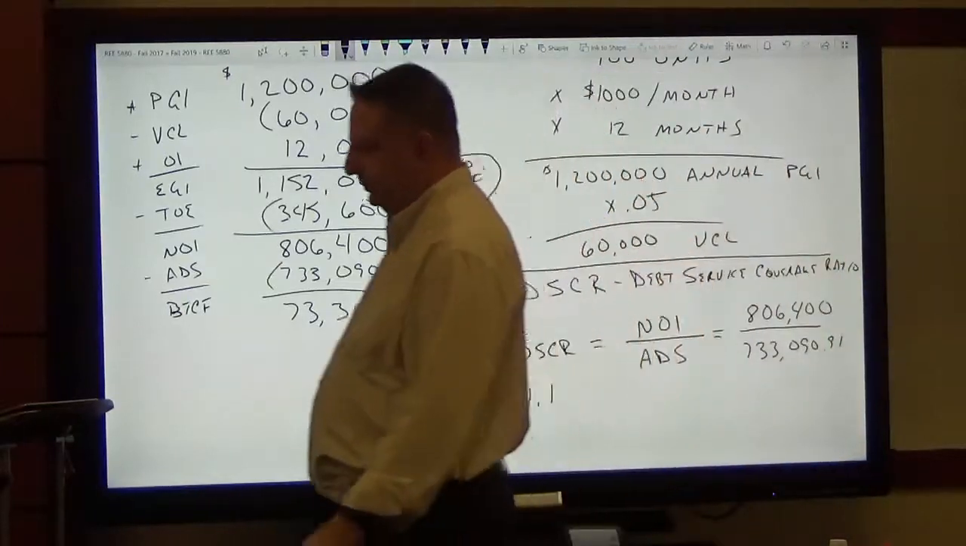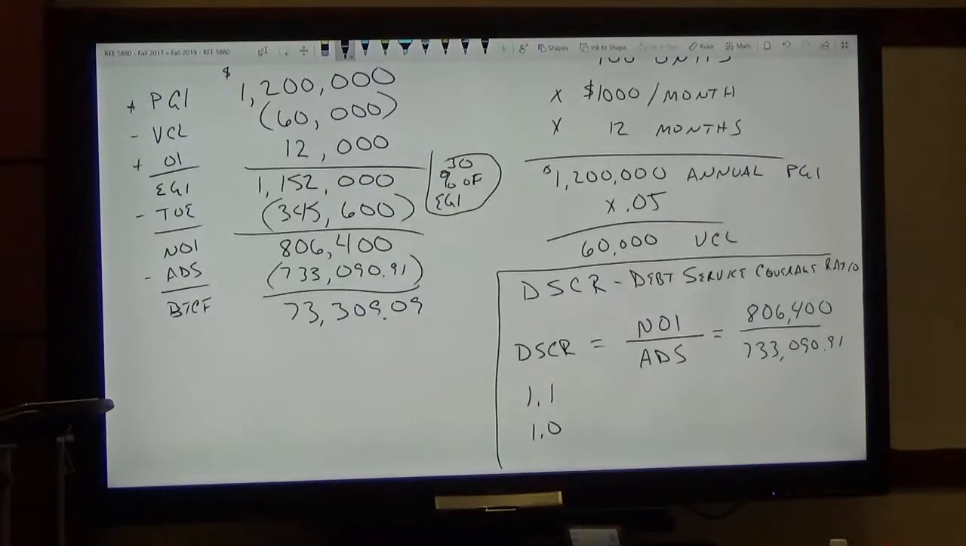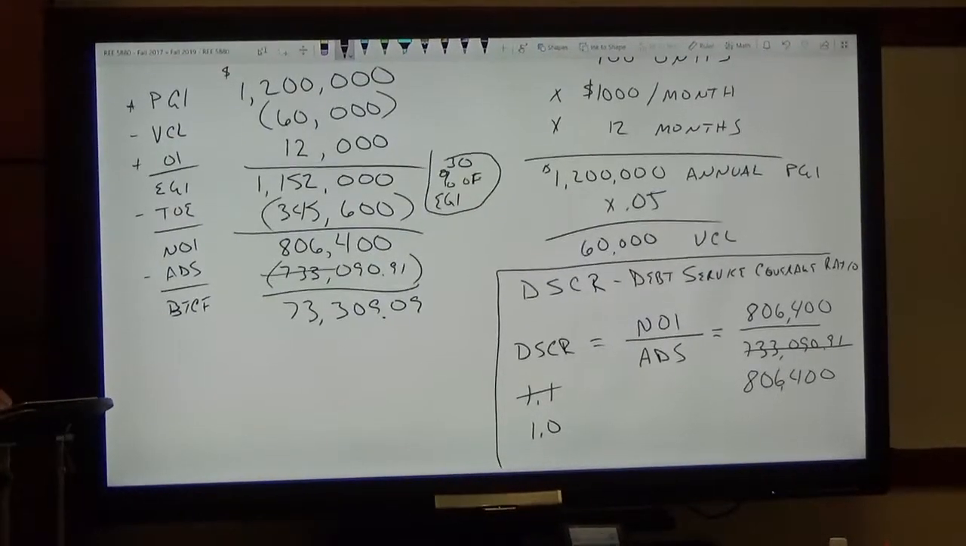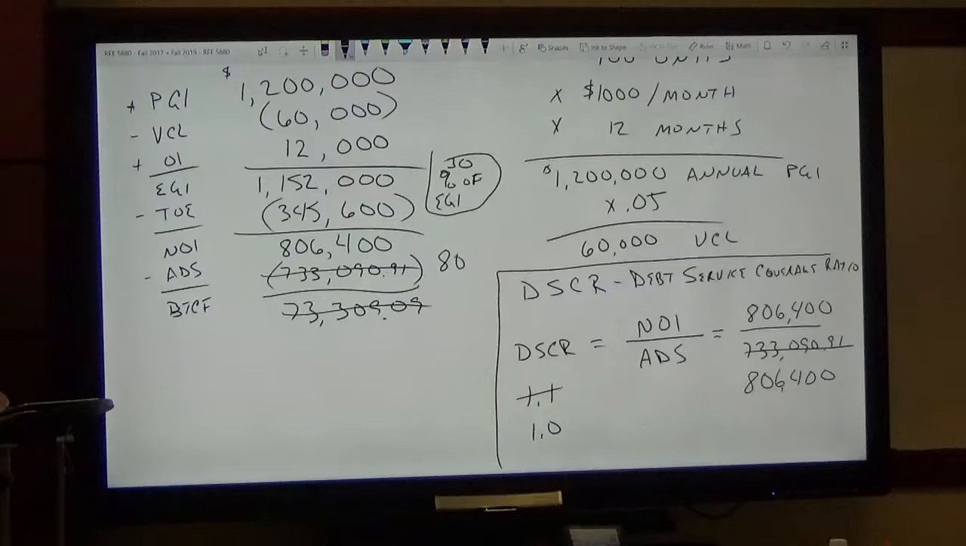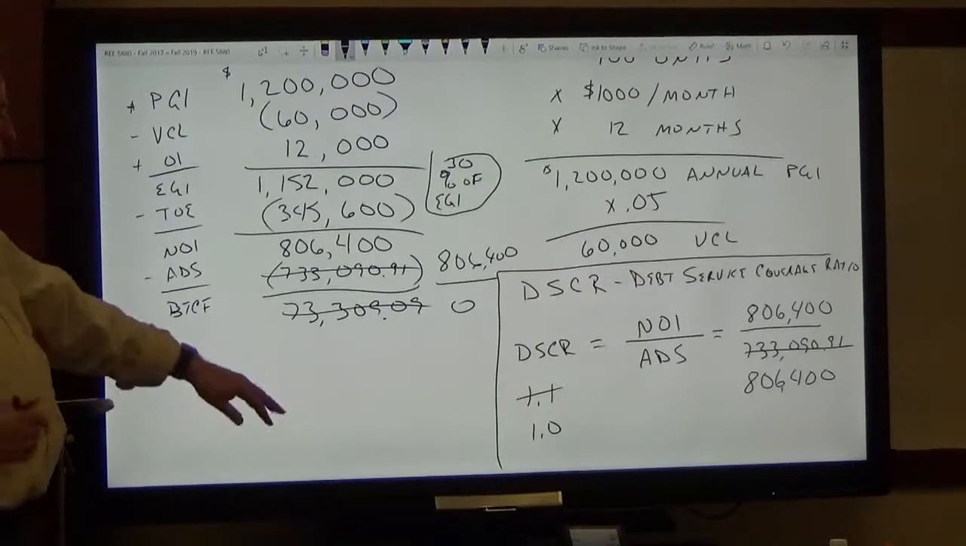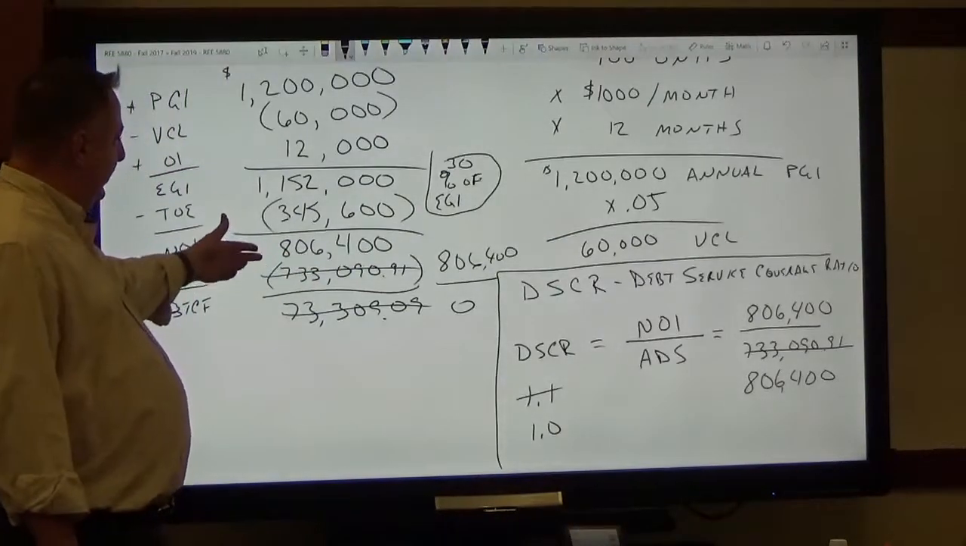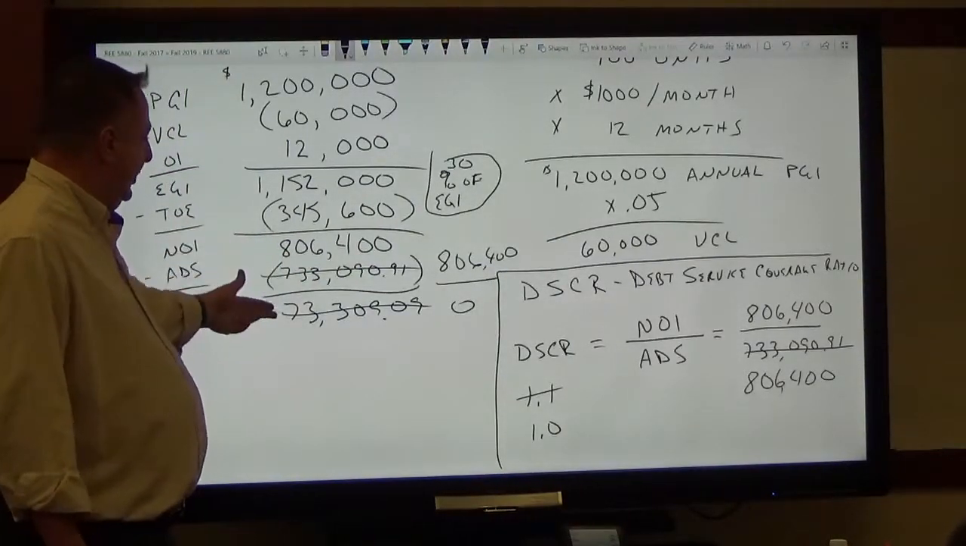Because think of it like this. If they had a 1.0 debt service coverage ratio, what that would mean is it would be the same amount. Meaning, there's a $0 cushion for the lender in the event that something goes wrong. Does that make sense? So the lender's not going to lend you enough where you don't have any cushion. You have a zero cushion.